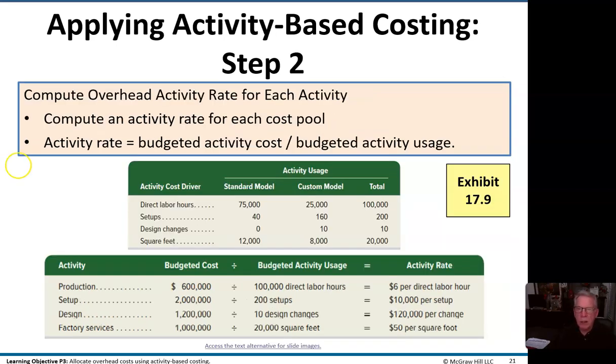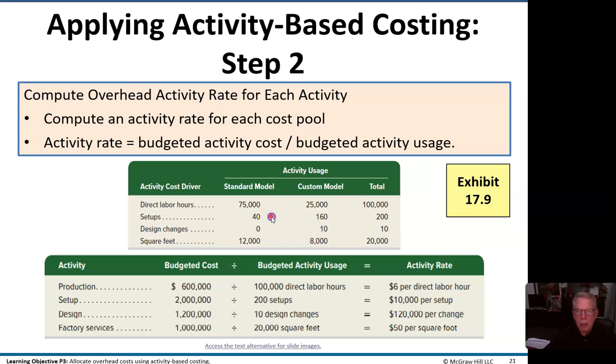Okay, let's take a look at that. So in our second step here, applying the activity-based costing, we're going to compute the overhead activity rate for each activity. And we do that by computing an activity rate for each cost pool. And then we have an activity rate based on budgeted activity and budgeted activity usage. So you'll remember, here's our standard model, and we have the same direct labor hours that we had in the prior slides. But here's our setups.